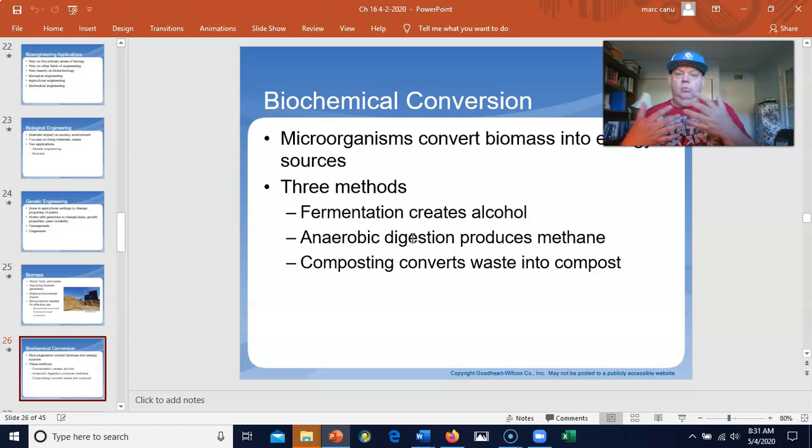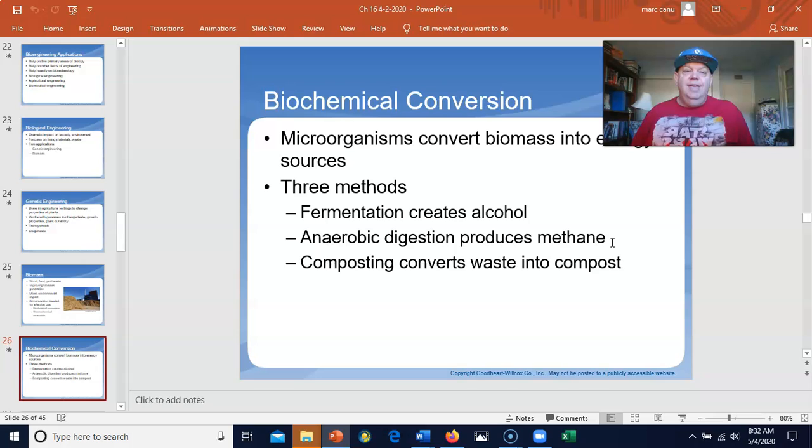Okay, what are all these involved in? Well, fermentation is a process where typically you can use yeast to create alcohol. It changes sugar into alcohol. And there's different kinds of alcohol out there, and we've used that as an energy source, which is kind of cool. All right. Now there's anaerobic digestion that produces methane.